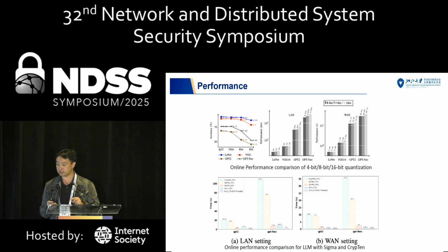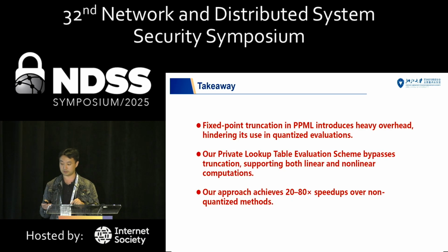The online performance comparison, well, there's a big difference between the LAN setting and the WAN setting, about 10 times. Exact figures can be found in our paper. And the bottom says our PPML is faster than, for example, Sigma or Krypton, even with GPU. We only use CPU. We can be faster than their GPU version.